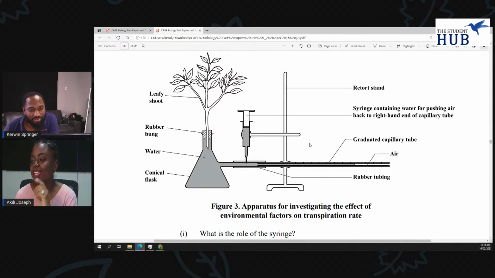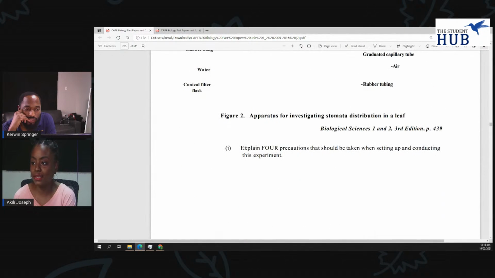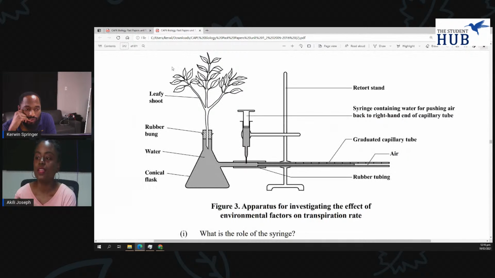So, yes. The reason why I love this question is that they're using something that you're familiar with to ask it in a different way. So with this, the first question they ask is to explain 4 precautions that should have been taken when setting up and conducting this experiment, right? When setting this up, you have to give 4 precautions, but if you don't understand how you're using this apparatus in a different way, then you may not be able to answer the question appropriately, right?